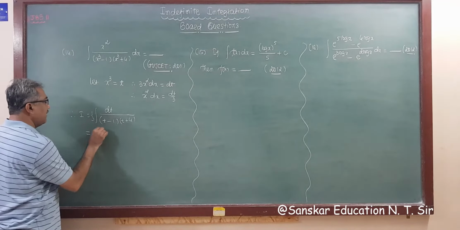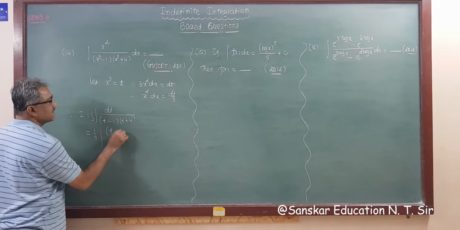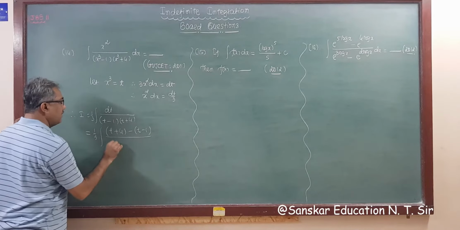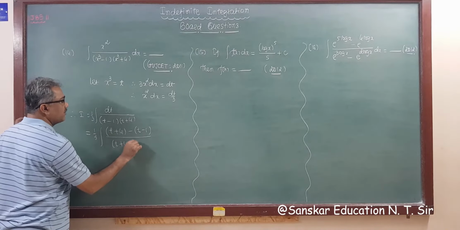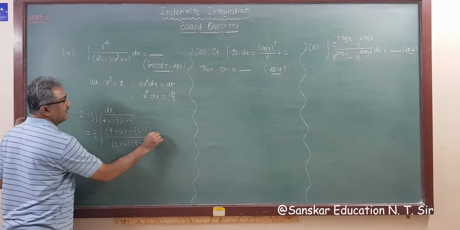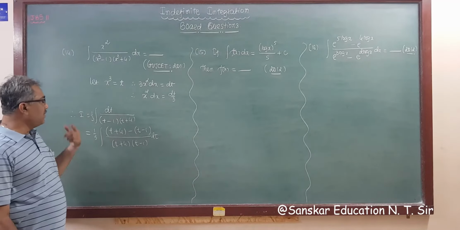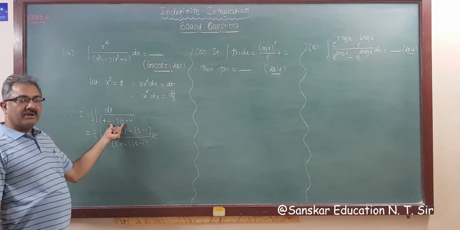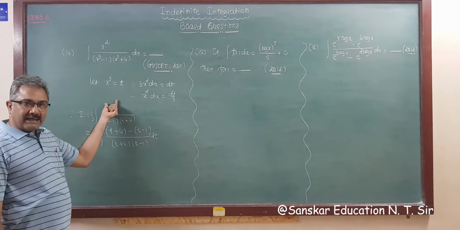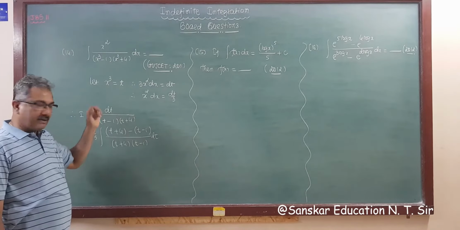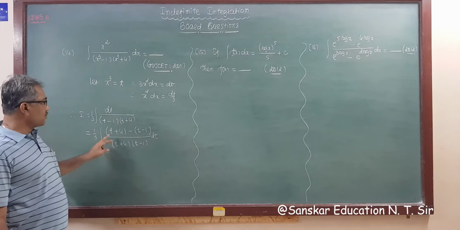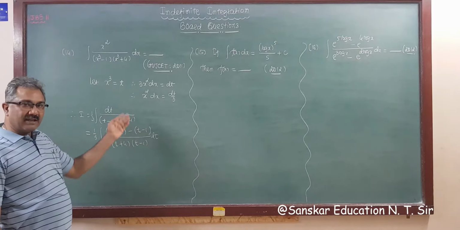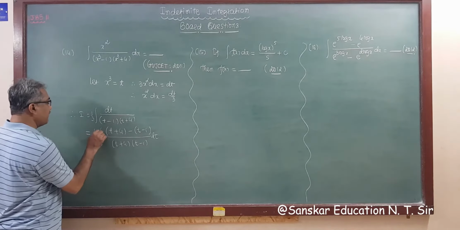1 upon 3 integration of (t plus 4 minus t minus 1) whole upon (t plus 4) into (t minus 1) dt, right? That means no need to use the partial fraction method. These are linear factors, and we have to write and adjust this in the numerator. So t and t will be cut. So 4 minus 1, that is 5. So I multiply by 5, so we have to divide by 5 also.